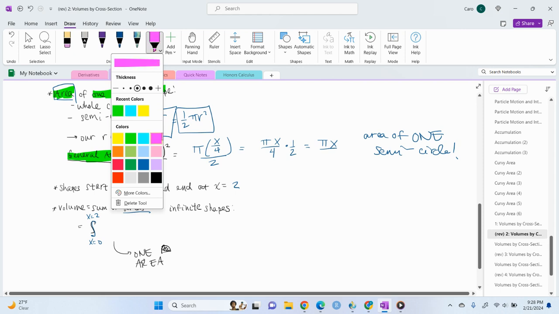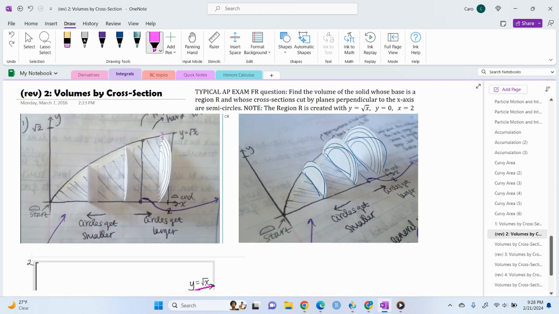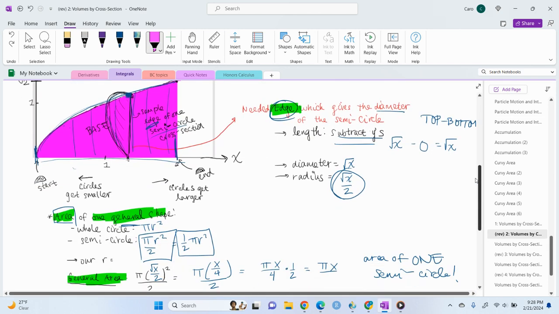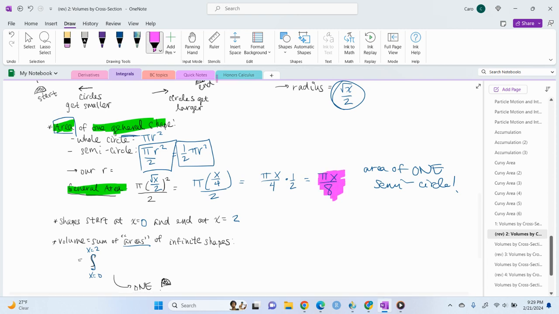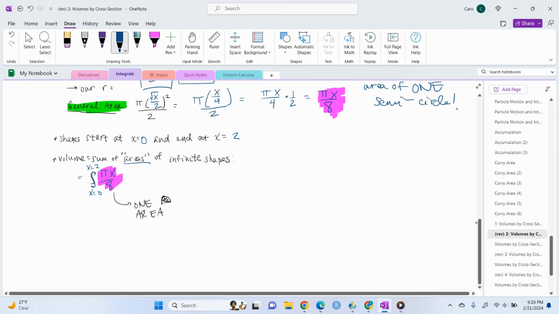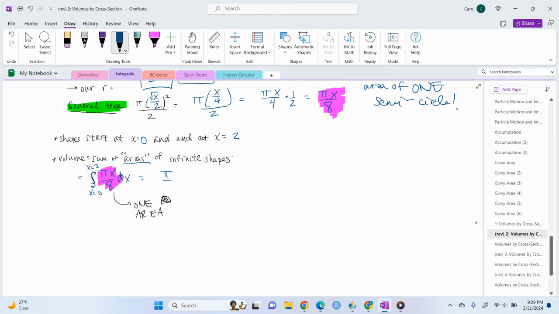Okay, I'm adding up infinitely many of these, so that's going to go right here. And if I just put pi x over 8, that is an area. But I really want it to be a volume, so I'm going to put dx at the end to represent the tiny, tiny width. All right, so let's just do a quick antiderivative here.